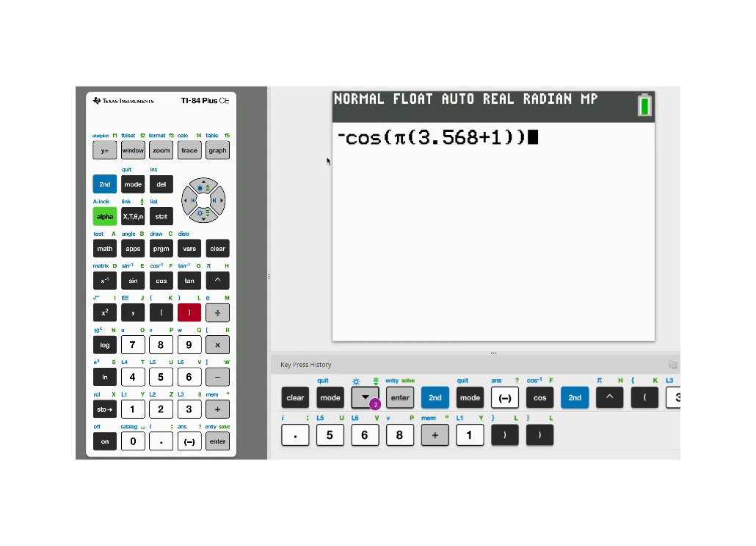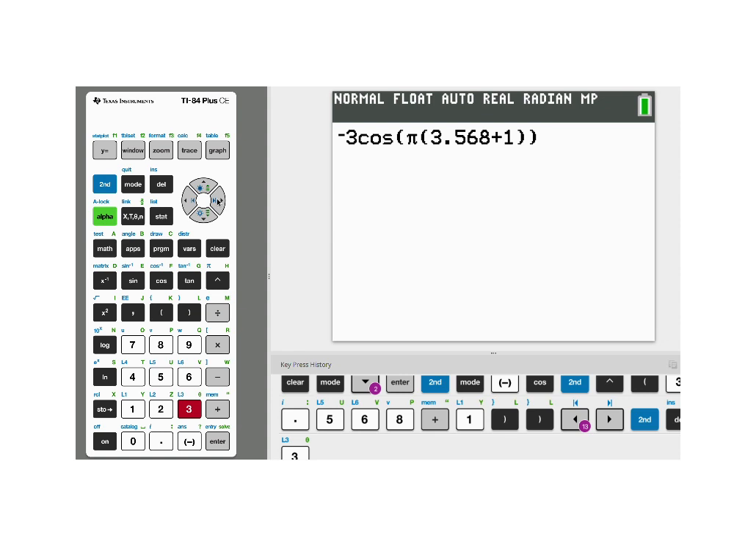Ooh, and I forgot the 3. Let's see, let's tab back here. It was -3 cosine. So let's see, I'm going to go to the right. I have to insert that. So second, insert. I put the 3 there. Okay. And now get that to the end. And then I have to add 5. So f of 3.568 is 5.636 rounded.